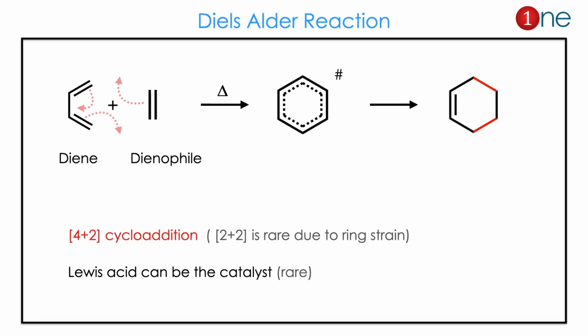At first, we will see what the Diels-Alder reaction is. The Diels-Alder reaction is a reaction between a diene and a dienophile. One conjugated diene is there and a dienophile is there. Both form a cyclic transition state and give a cycloaddition product, which is a 6-member cyclic product with an alkene in it. Here 2+2 addition is also possible, but rare due to ring strain. Lewis acid can also be a catalyst, but in rare cases.